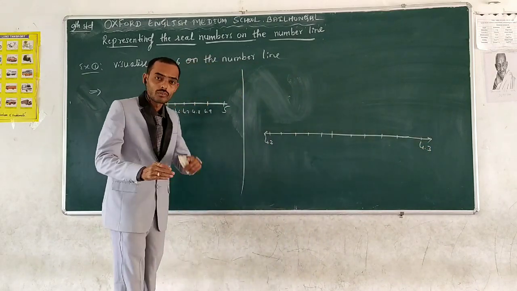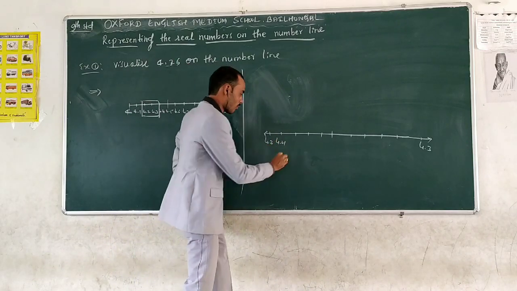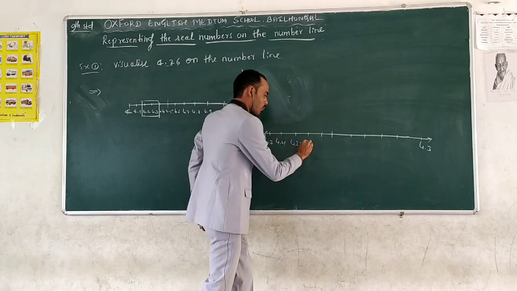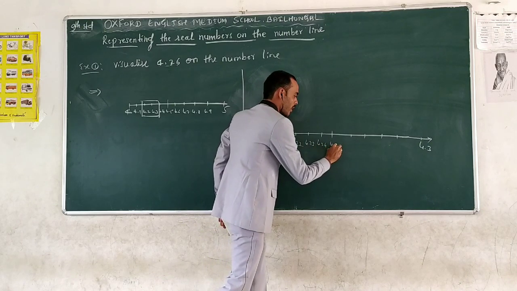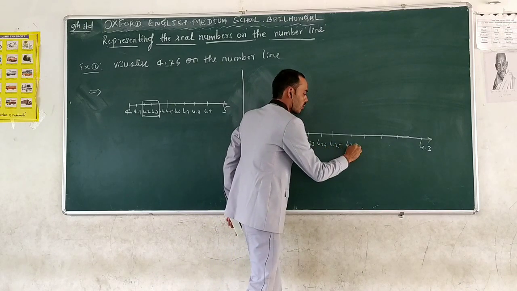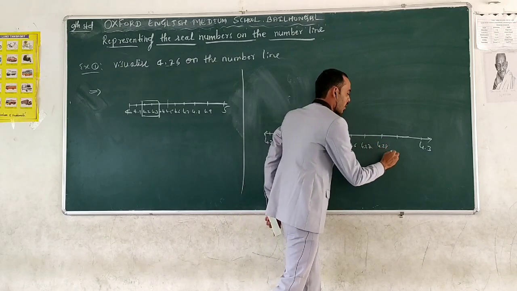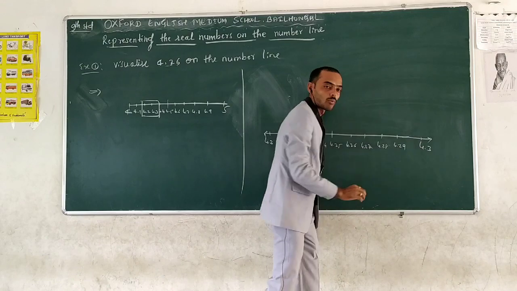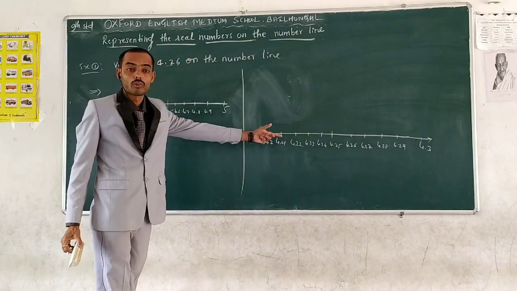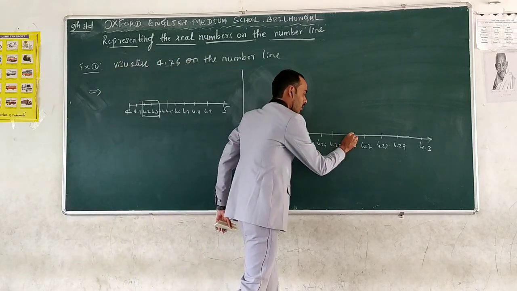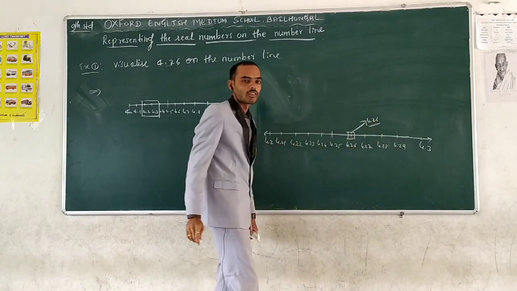After 4.2, I have to consider 4.21, 4.22, 4.23, 4.24, 4.25, 4.26, 4.27, 4.28, 4.29, 4.30 or 4.3 itself. Now, where is 4.26? Here. 4.26 is there. So, this is a very important concept.